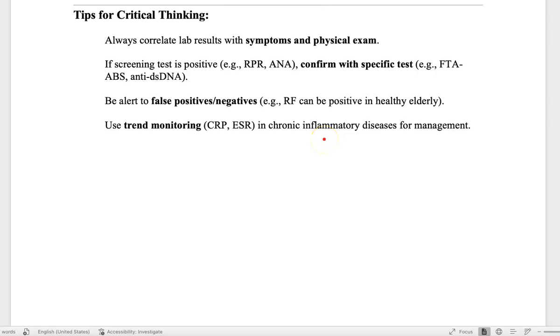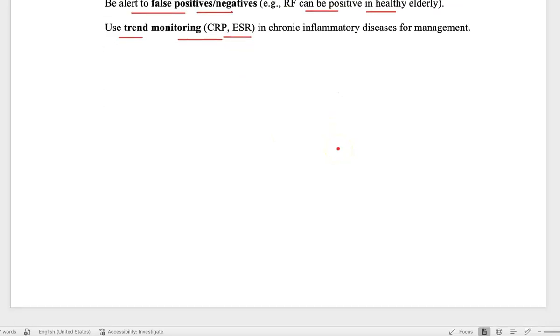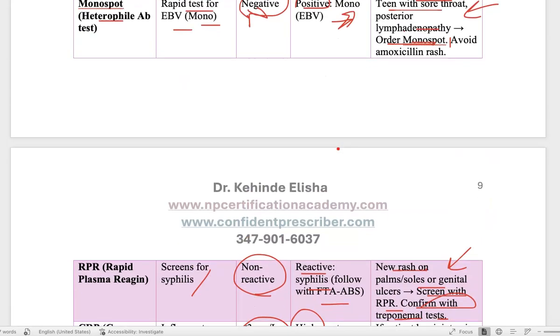So critical thinking tips: always correlate lab results with symptoms and physical exam. If a screening test is positive, such as RPR and ANA, you want to confirm with specific tests like FTA-ABS or anti-dsDNA. Be alert to false positives or negatives. For example, RF can be positive in the elderly. Use trending and monitoring, like CRP and ESR, in chronic inflammatory diseases for management.